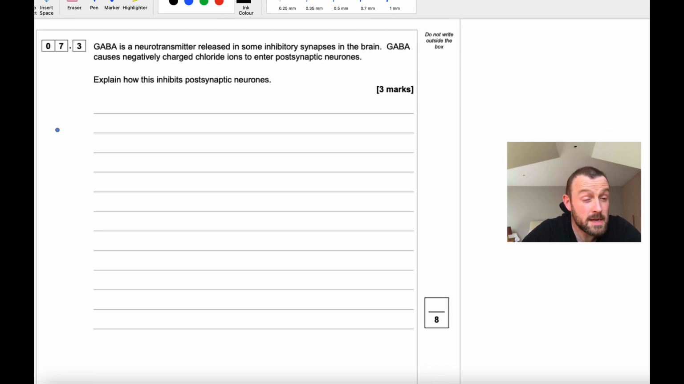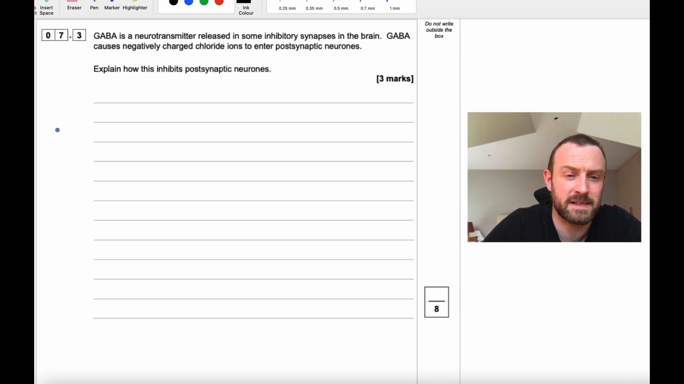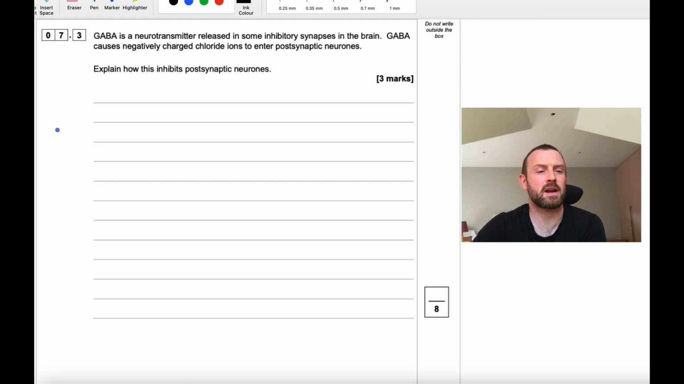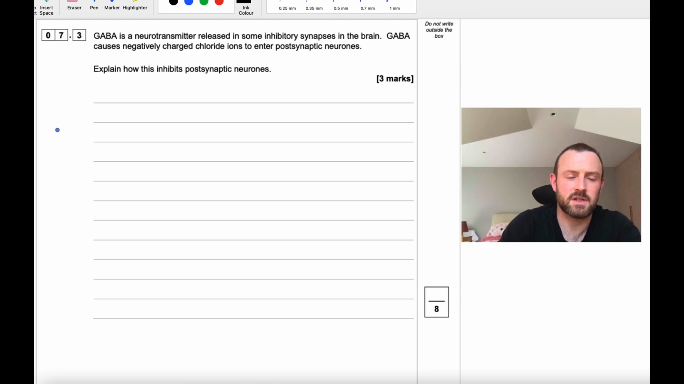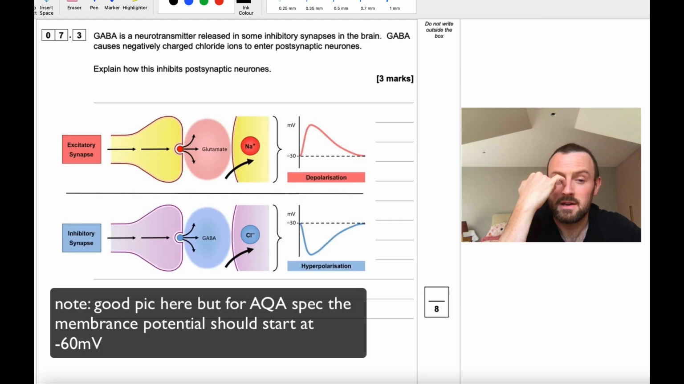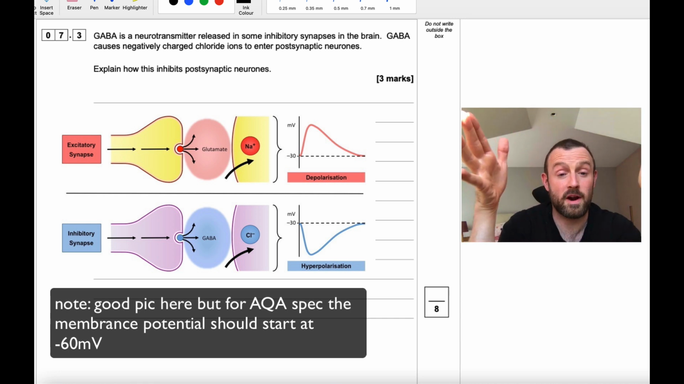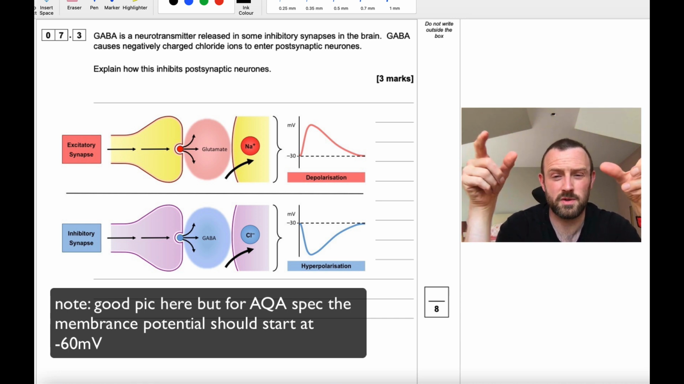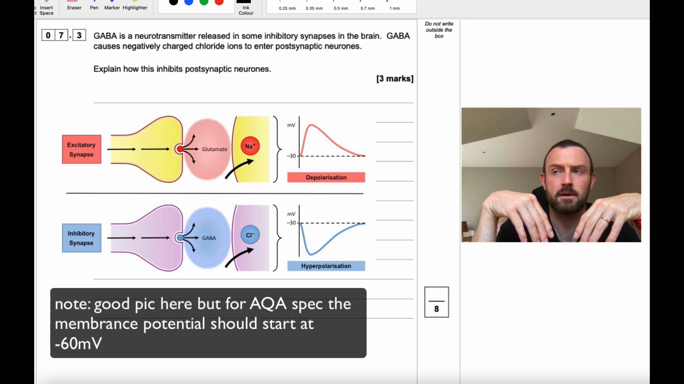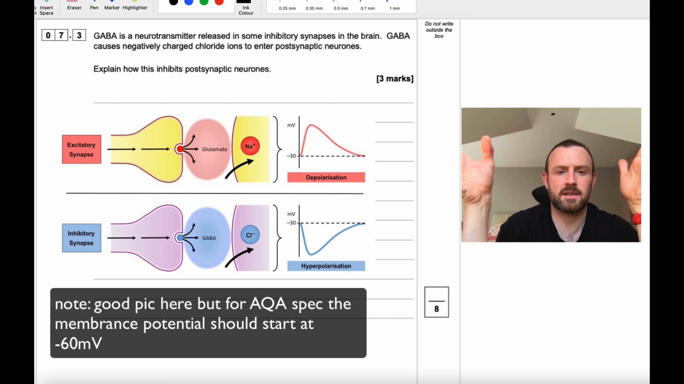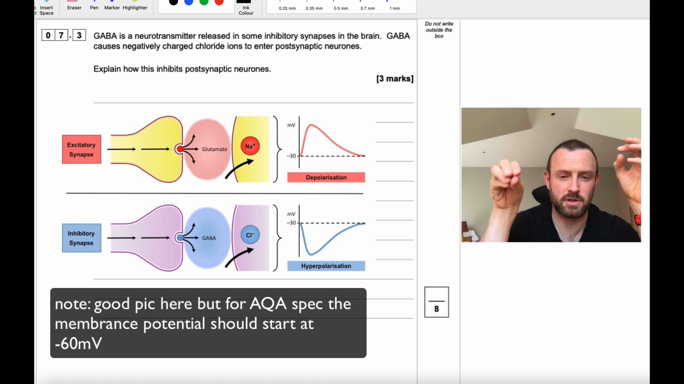7.3. GABA is a neurotransmitter released in some inhibitory synapses in the brain. GABA causes negatively charged chloride ions to enter the postsynaptic neurons. Okay, so here's a picture of this going on. How does this inhibit postsynaptic neurons? With the opening of chloride ion channels, chloride ions flow from the extracellular space into the postsynaptic neurons.